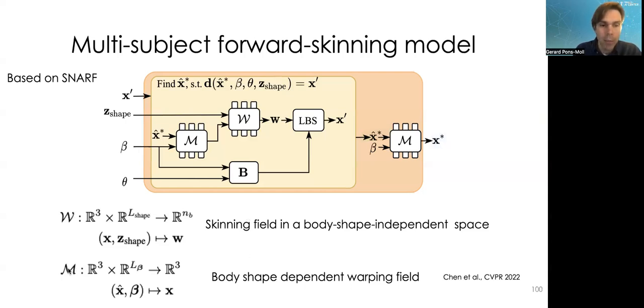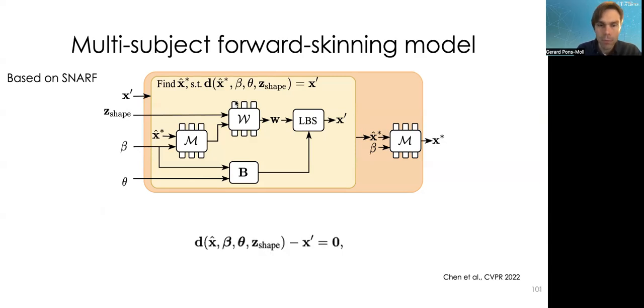All right, and the module M, which I just described, is basically this body shape-dependent warping field. And as I said, the process is based on forward skinning. So this forward skinning, again, is satisfying that the posed point by our model, which is denoted here as D, matches the ground truth posed point X prime, or the point that we're querying. Okay. And we have these two canonic points, if you want, the size independent X star and the size dependent X star bar on the top.